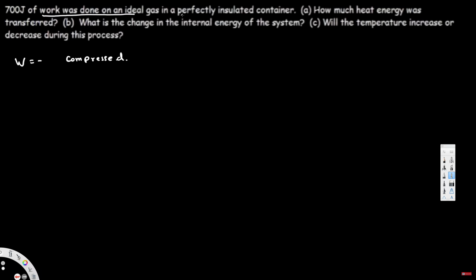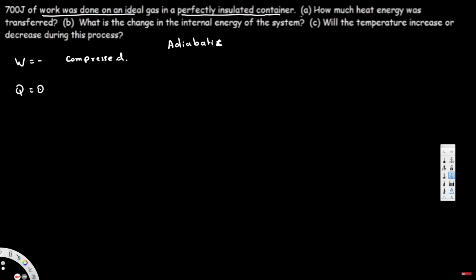And what else do we know from this one? This information: perfectly insulated container. This means the heat cannot enter or go out of the system. Therefore, Q is equal to 0, right? So this is an adiabatic system. Whenever Q is equal to 0, that is an adiabatic system, right?